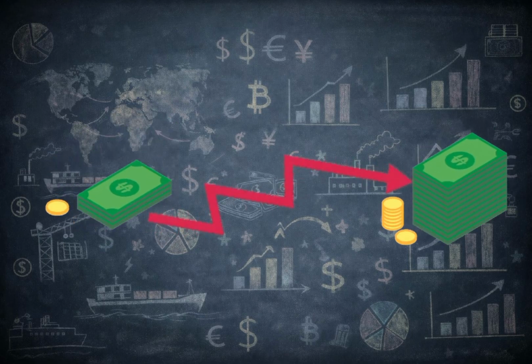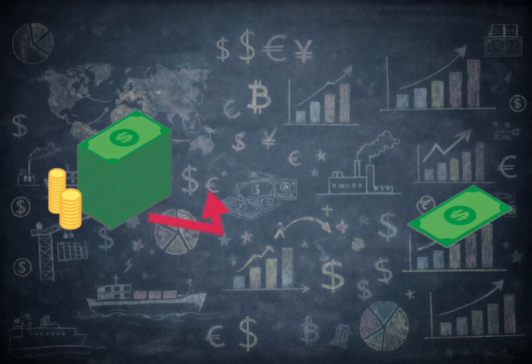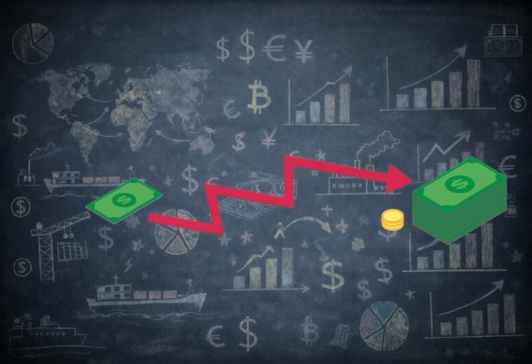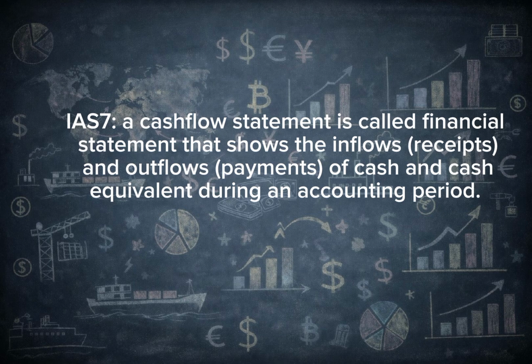Information about the cash flow statement is covered under International Accounting Standard 7, which states that the cash flow statement is a financial statement that shows the inflows and outflows of cash and cash equivalents during an accounting period. That is, it shows the total receipts and total payments of cash and cash equivalents during an accounting period.